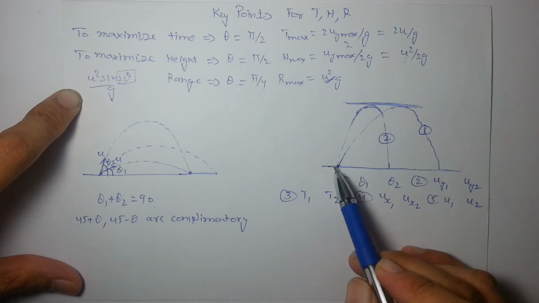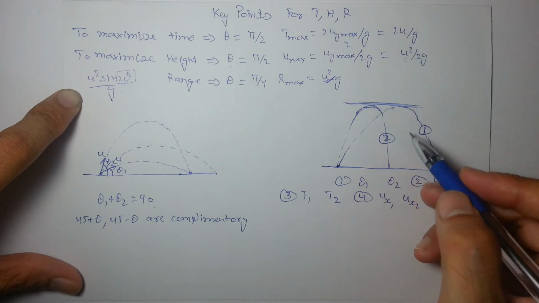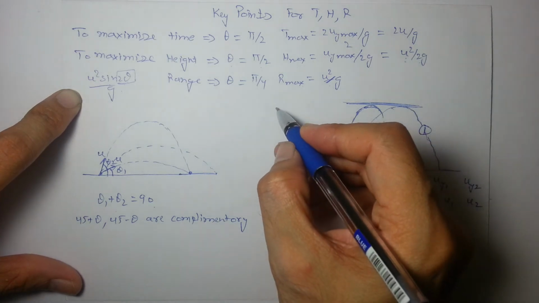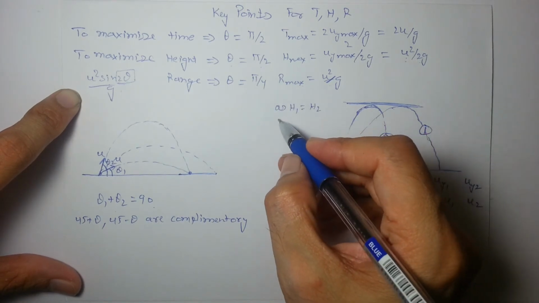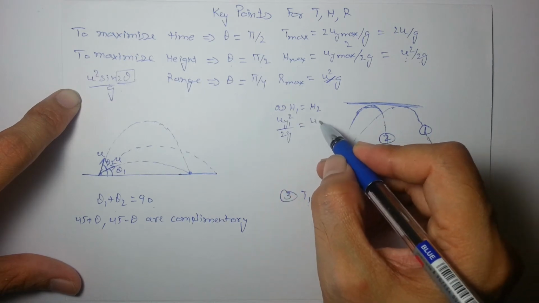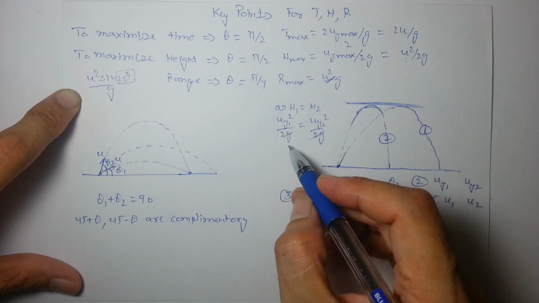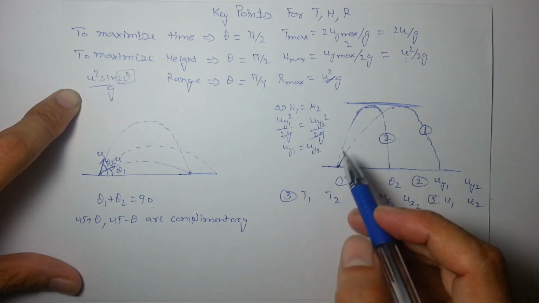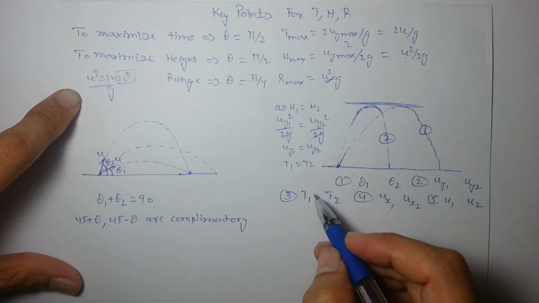And there's one more question. Two stones are thrown, obviously they have same height, so we have to compare T1 and T2. As height is same, as h1 is equal to h2, we can say uy1 square by 2g must be equal to uy2 square by 2g. As 2g is same, so we can say uy1 must be equal to uy2. As uy is same, we can say t1 must be equal to t2.